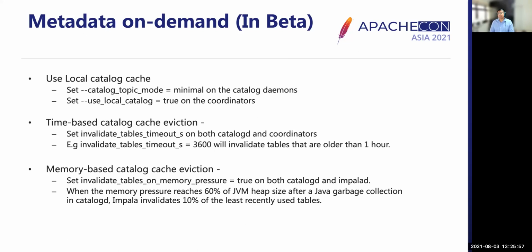There's also a memory-based eviction, where you can say that when Impala metadata memory comes to 60% of the configured heap size, you can ask Impala to start purging out the old tables that are not accessed recently from the memory. This has significantly improved Impala performance by making sure that the coordinators only have the required metadata with them, rather than having all of the metadata on all of the coordinators all the time.